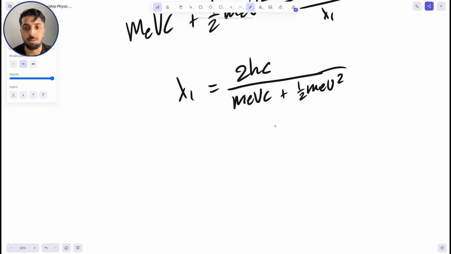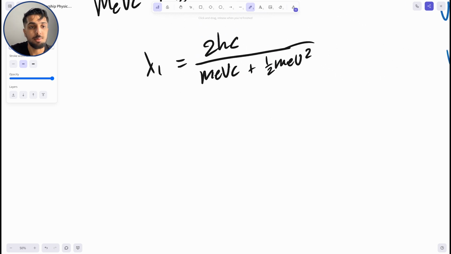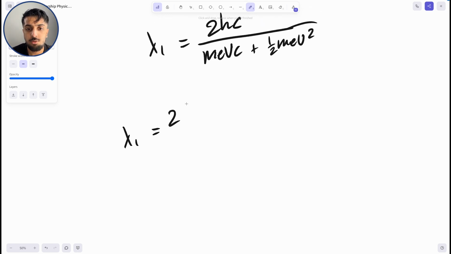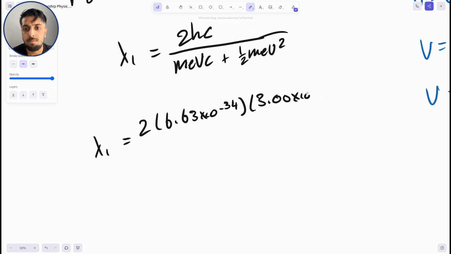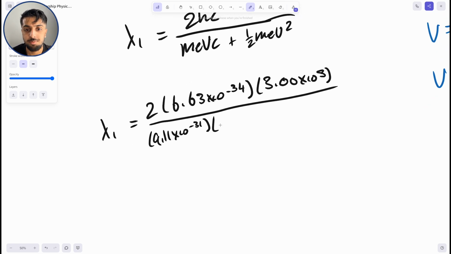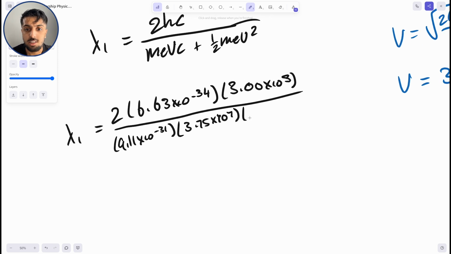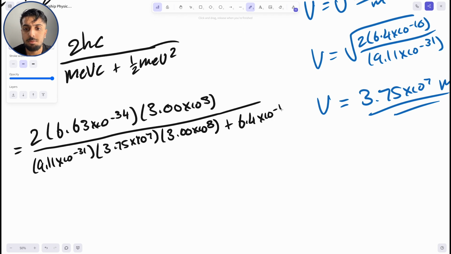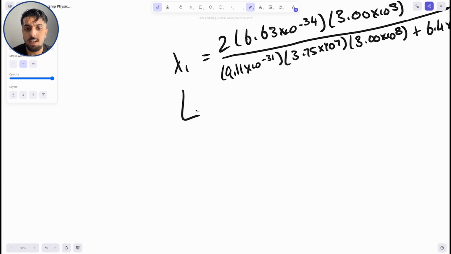Okay, so now we can plug these numbers into our lambda 1 equation, and we get lambda 1 is equal to 2 times Planck's constant times the speed of light, and that's all over the mass of the electron, which we just found out, times the velocity of the electron, times the speed of light, plus the kinetic energy of the electron. And that gives us a wavelength of 3.65 times 10 to the negative 11 meters.